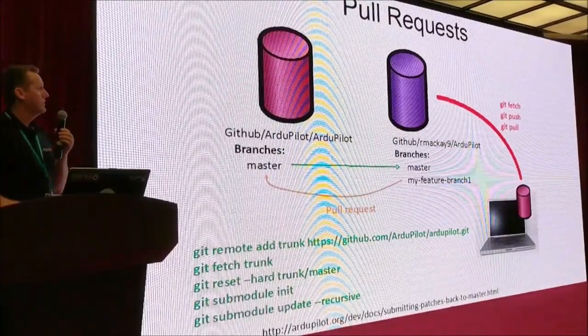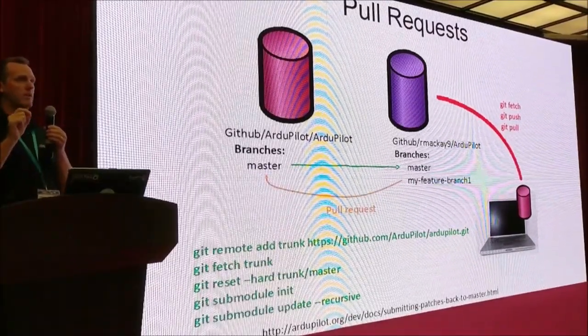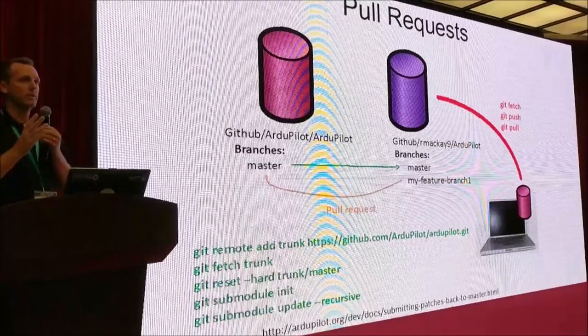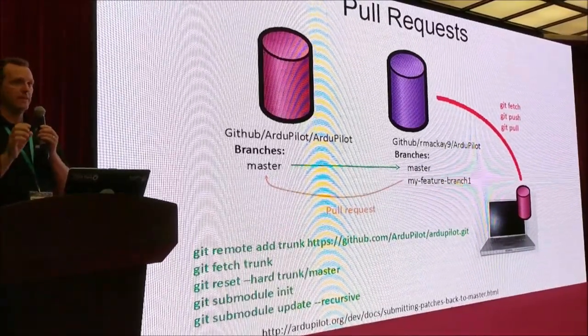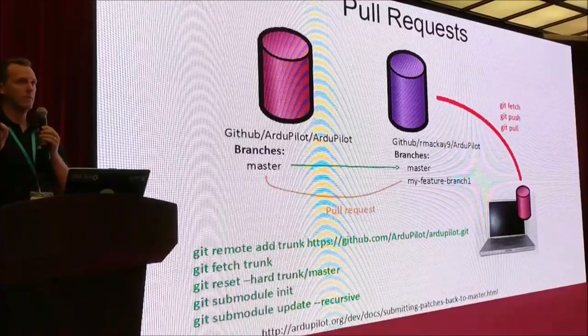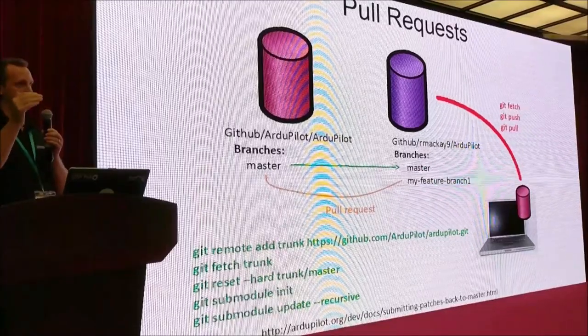From there, what you do is you have your fork. You do not want to edit the code on the master branch. You want to make a new branch, and then you can edit the code from there, and it's organized with just the commits under that branch.